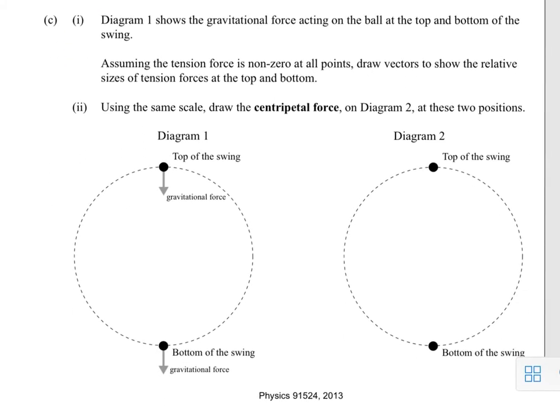C, diagram 1, bottom left there, shows the gravitational force acting on the ball at the top and bottom of the swing. Assuming the tension force is non-zero at all points, draw vectors to show the relative sizes of tension forces at the top and at the bottom. At the bottom, we have to remember that there is always that centripetal force required to maintain the circular motion. So at the top there's centripetal force, which comes from the force due to gravity, and also we've got the tension force added into there.